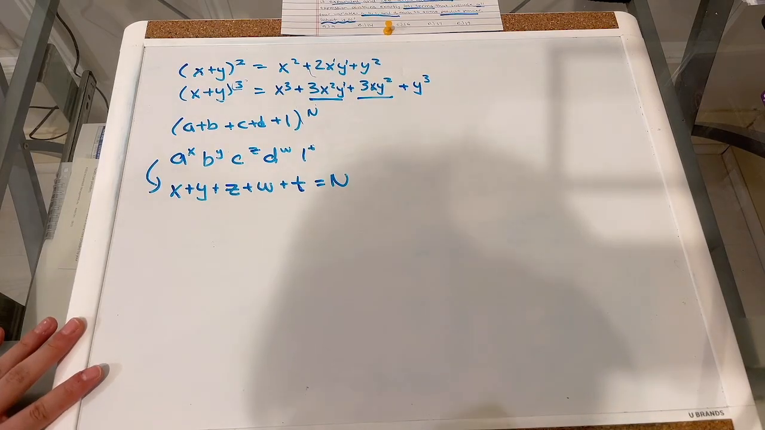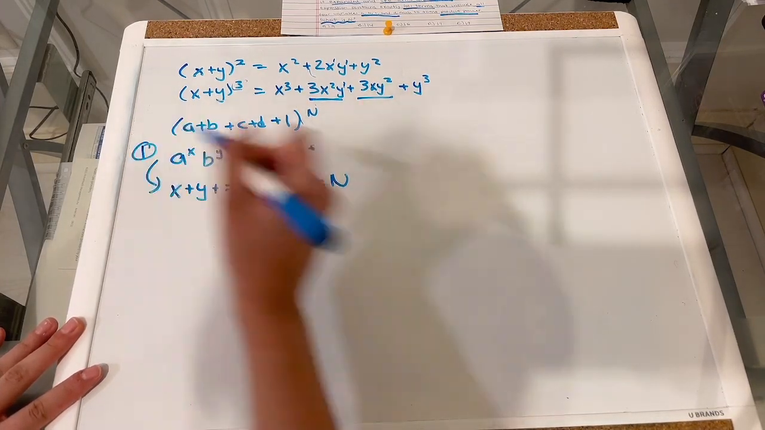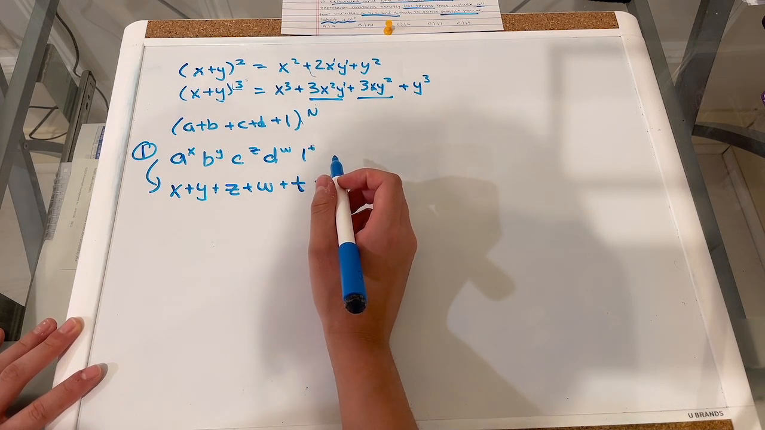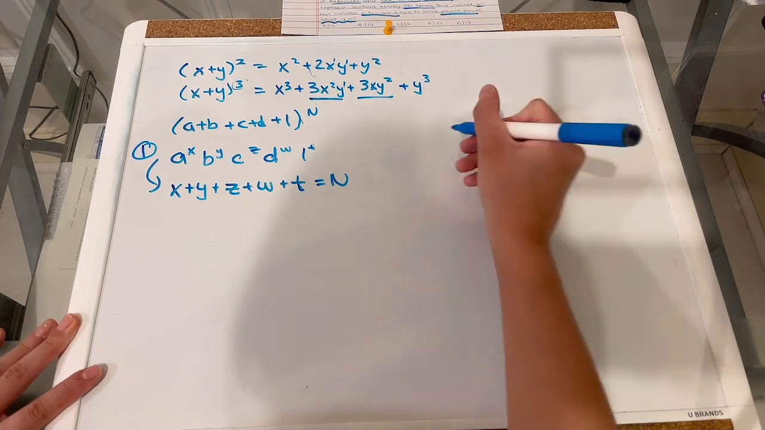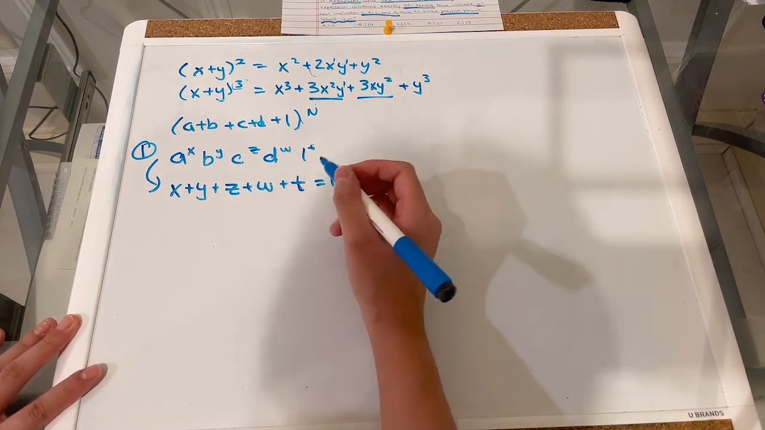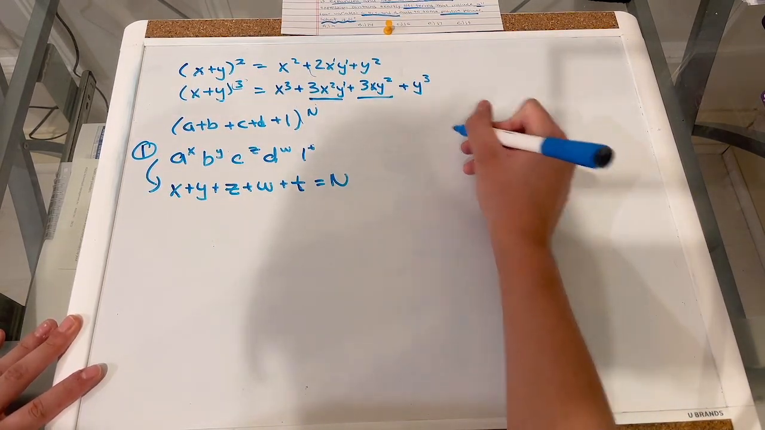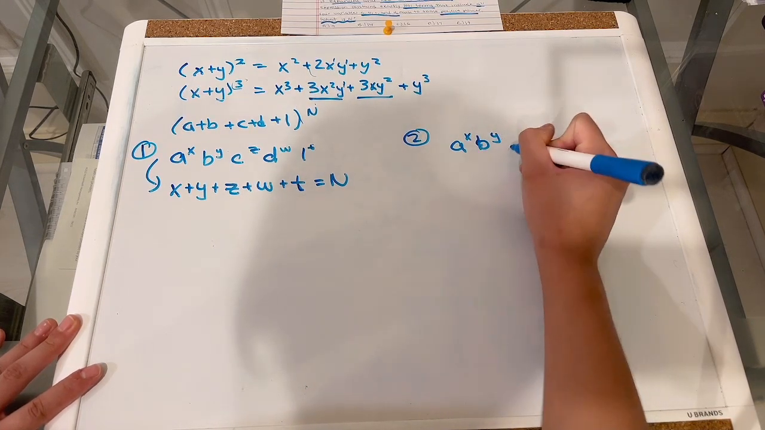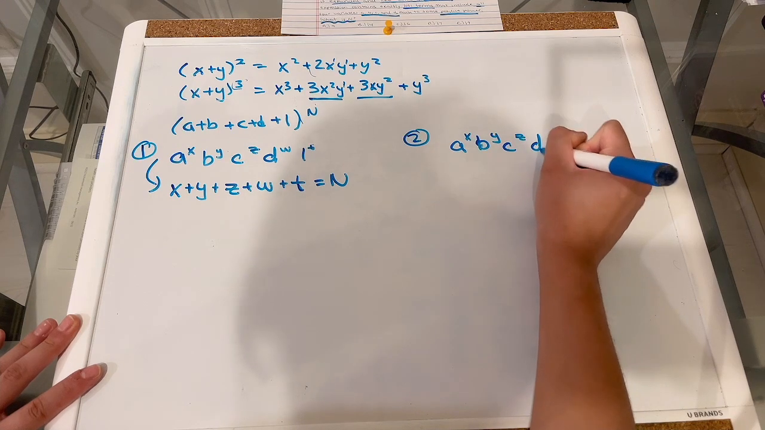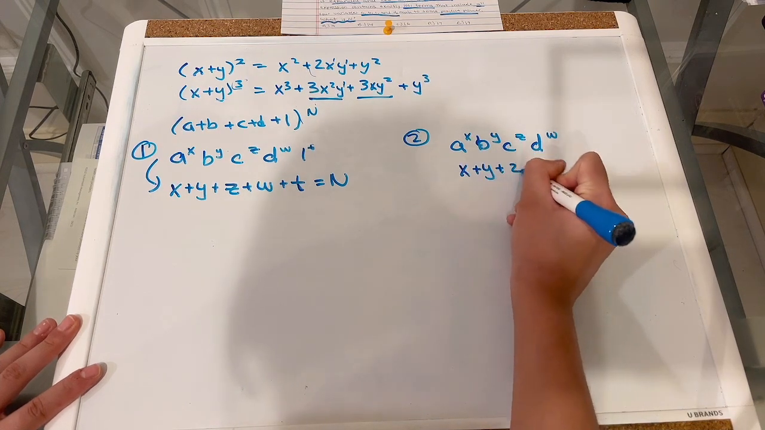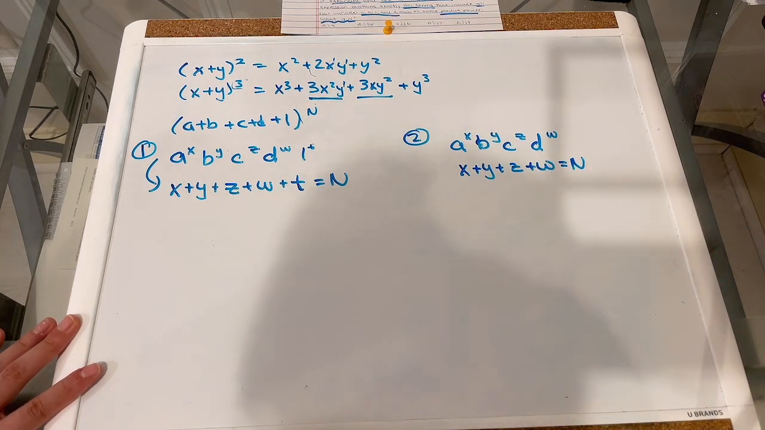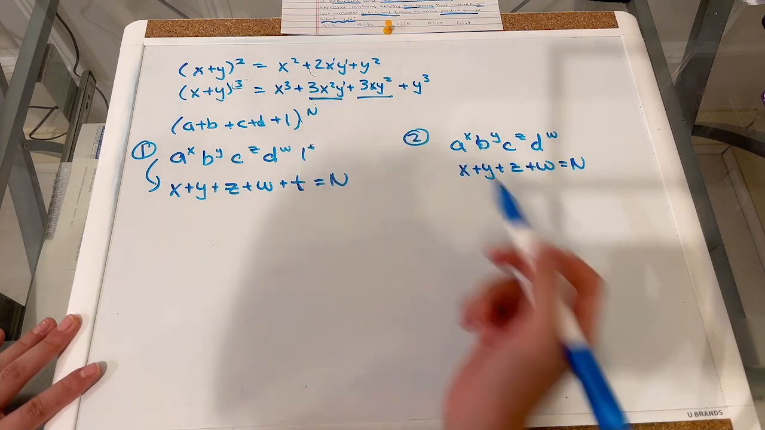So there are two cases. The first case is when there is the t, because the problem only asks for the four variables a, b, c, d to show up. So if 1 shows up, it is times 1, and a, b, c, d are still in it. But the second case is when it is just a to the x, b to the y, c to the z, and d to the w. x plus y plus z plus w equals n, because n is just the power of the whole expression. And for all of these to show up, it would also be to the same power of n.